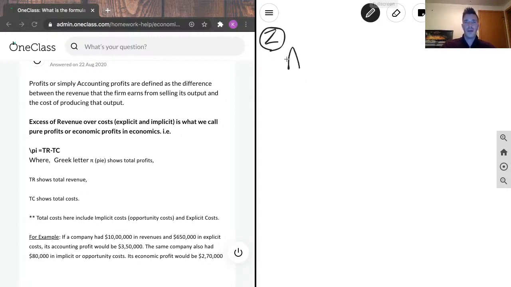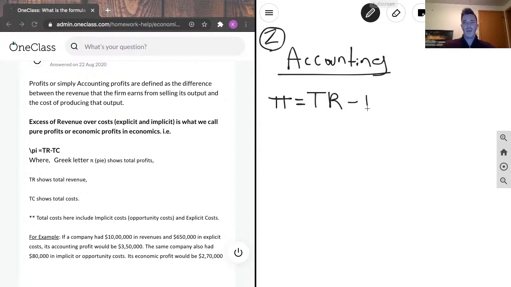So accounting profits are what you think of when you normally think of profits. So here for accounting, we would say that the profit denoted by pi is equal to the total revenue minus the total cost. And here the total cost is just made up of explicit costs.